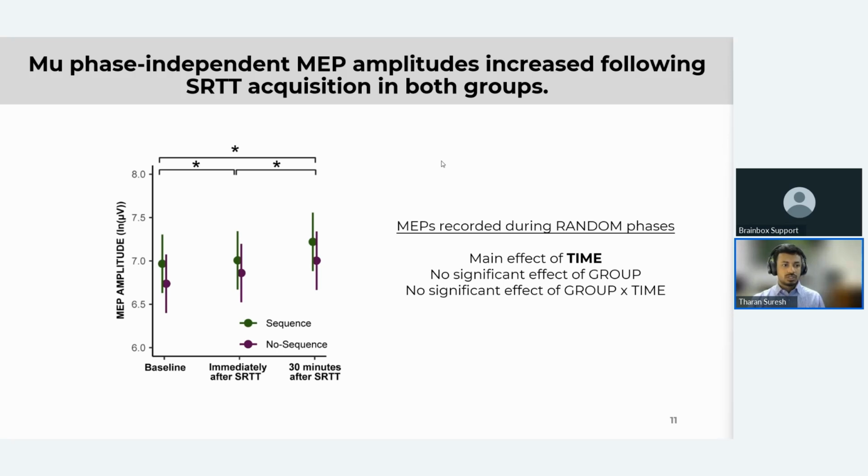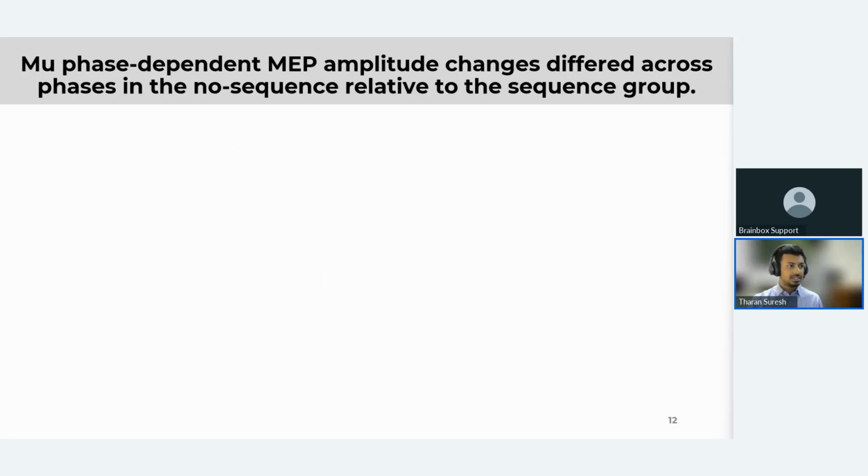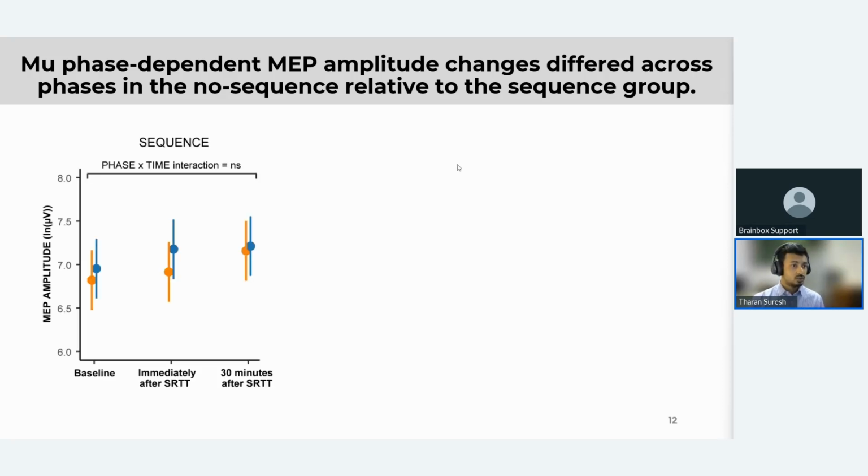So now to the most interesting part, the mu phase dependent MEP amplitude changes. And here we notice that these MEP amplitudes change differently across the phases in the no sequence group relative to the sequence group. And what do I mean by that? So here I have a similar plot with the MEP amplitude along the y-axis and the time of recording on the x-axis.